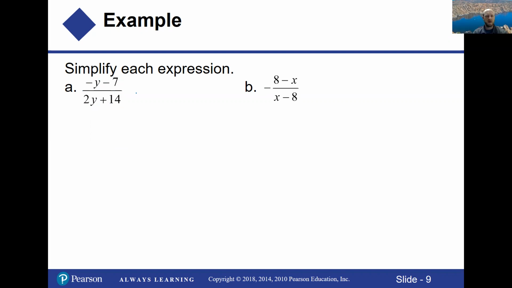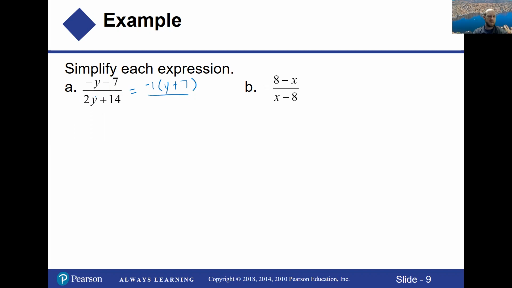Okay, so in the numerator, let's try to take out, and this is a little trick, you can take out a -1. And you can always do that. I could take out a -1 here. It would just change the signs of these. So this changes to a positive y plus a 7. So I factored out a -1. It just changed the signs of these two guys.